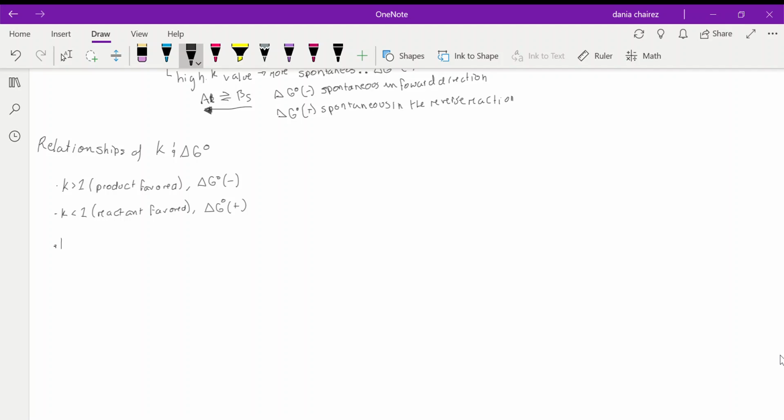And if K is equal to 1, which means that both products and reactants are favored, it just means that they're equally favored, by the way. Then your delta G naught is going to be equal to 0 under standard state conditions, which is what the naught means, that it's at standard state. And yeah, that's pretty much it for equilibrium relationships with delta G.